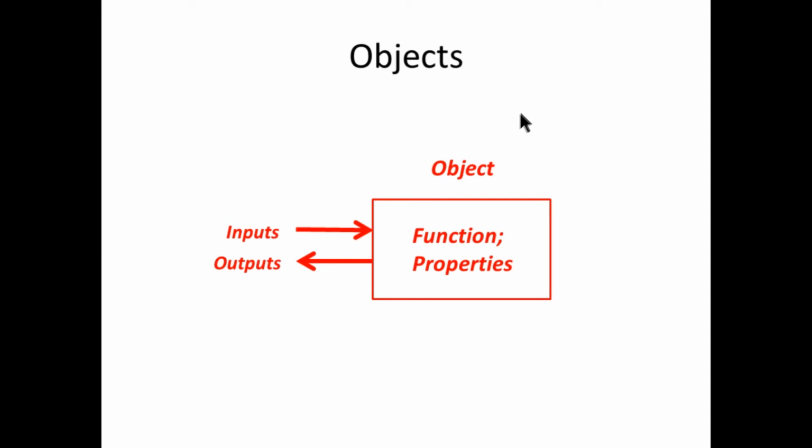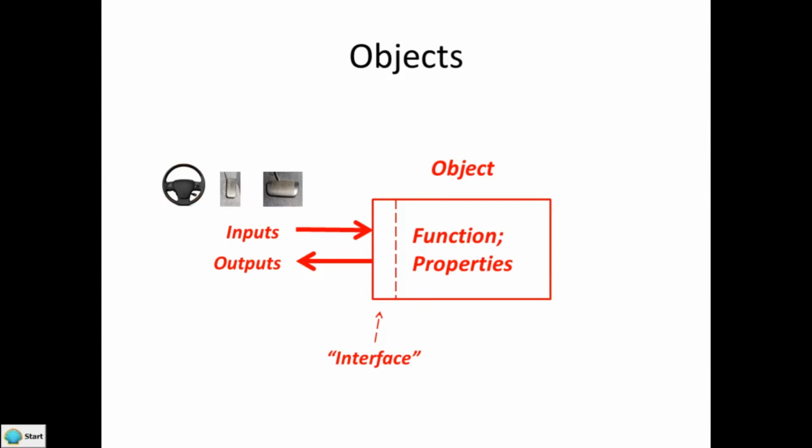So again, the concept is to break things down into objects with functions, and they may have different properties, but they also have inputs, outputs in some cases. But if you can break things down into this concept, your code becomes very, very simple and easy to work with, and you can reuse this over and over again.